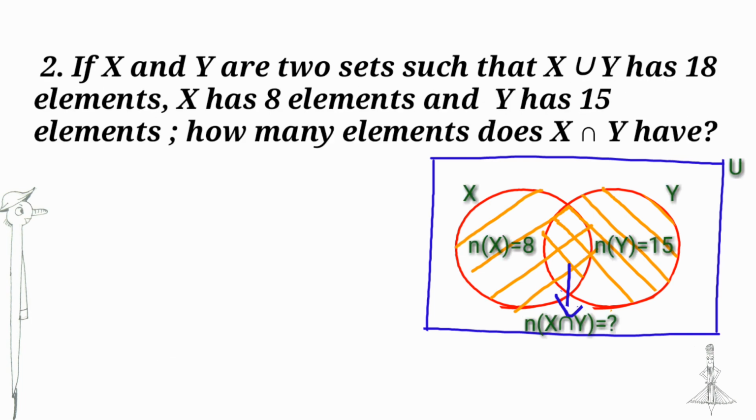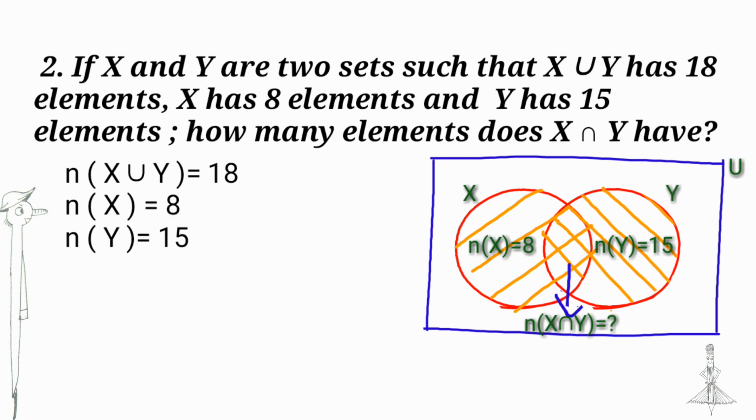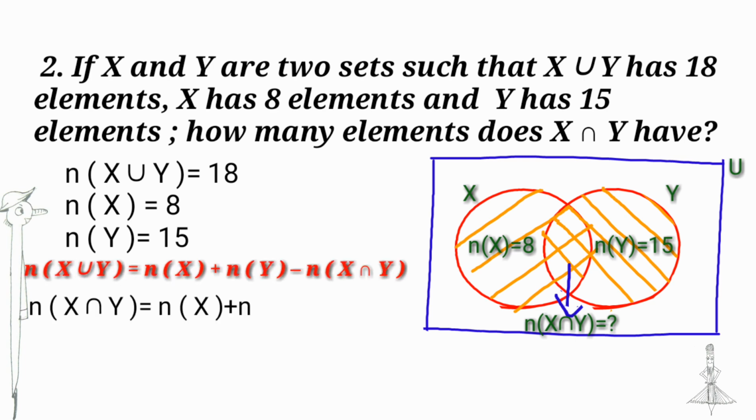If X and Y are two sets such that X union Y has 18 elements, X has 8 elements and Y has 15 elements, how many elements does X intersection Y have? Given that the number of elements in X union Y is equal to 18, the number of elements in X is equal to 8 and the number of elements in Y is equal to 15. Substitute the values in our equation. We get the number of elements in X intersection Y is equal to 5.